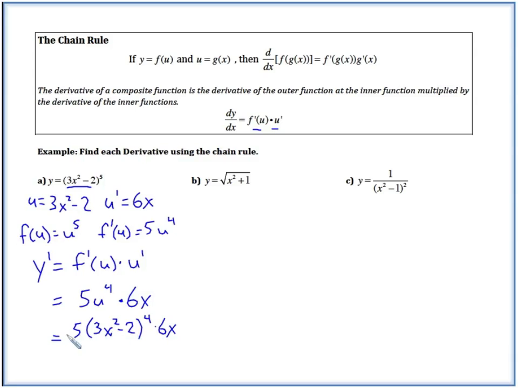Okay, and then we're just going to go ahead and simplify and rewrite here. So 5 times 6x, and we get 30x times 3x squared minus 2 to the 4th. And that is our derivative.